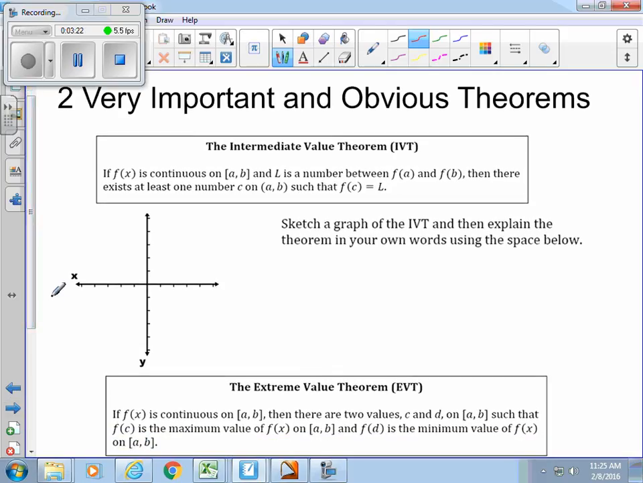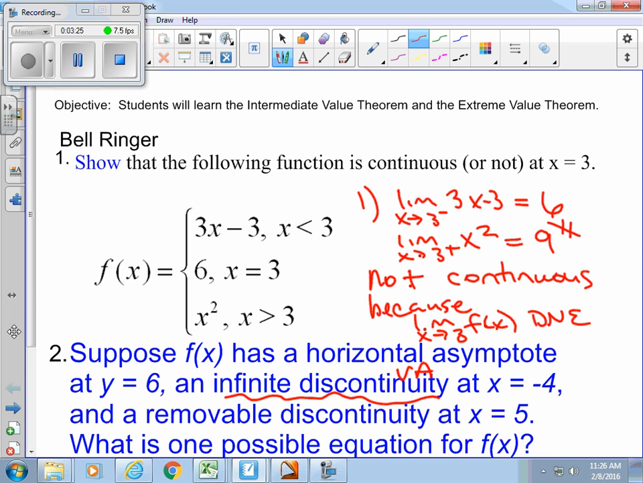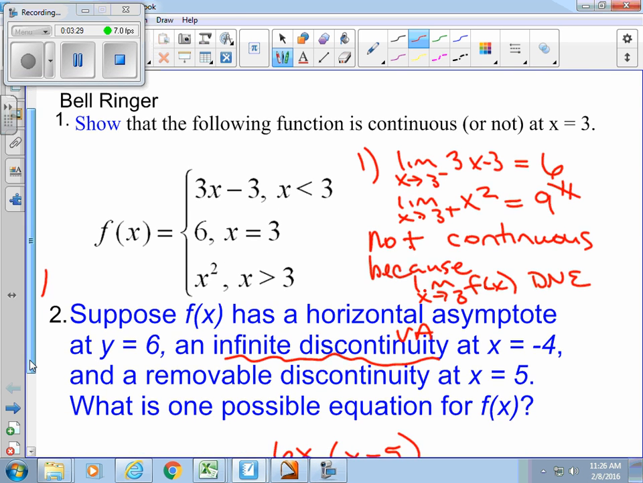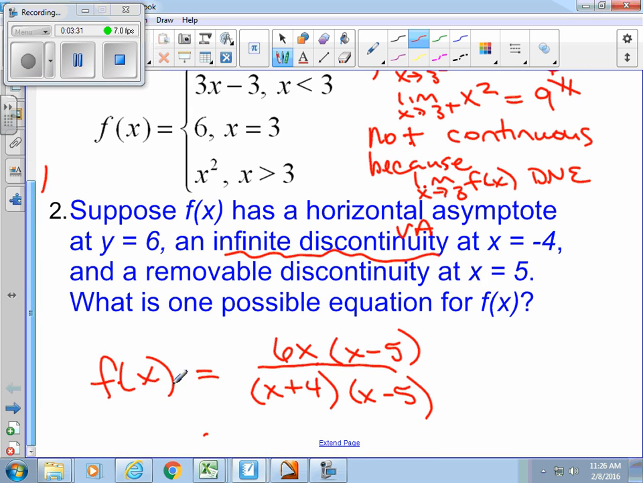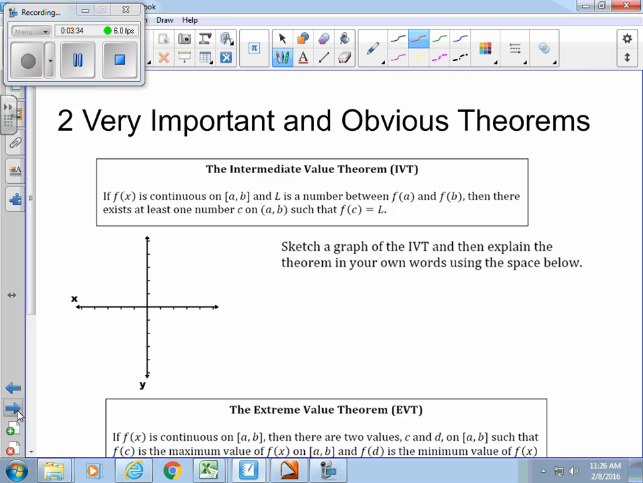Oh, last one there was another asymptote. Oh, was there? What did I miss? Oh, got that. Oh, okay, yeah, I'm skipping. Okay. I'm recording, people.